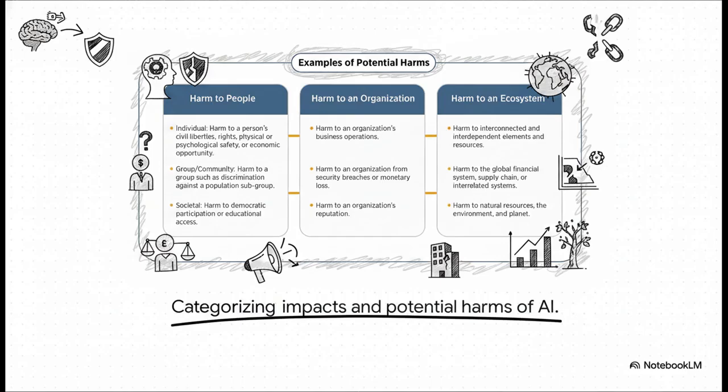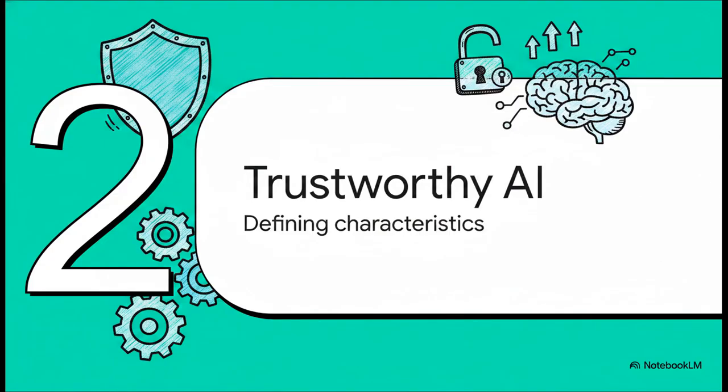When a traditional app crashes, what happens? You might lose an hour of work. Annoying, sure. But when an AI goes wrong, the harm cascades across three really severe levels. First, you've got harm to people. We're talking devastating impacts on civil liberties, physical safety, and real damage to vulnerable communities. Second, harm to an organization, like total reputational ruin or massive security breaches. And finally, harm to an entire ecosystem. A runaway algorithm could literally trigger a collapse in the global financial system or cause massive environmental damage. The stakes are wild. Which brings us to Section 2, defining trustworthy AI.